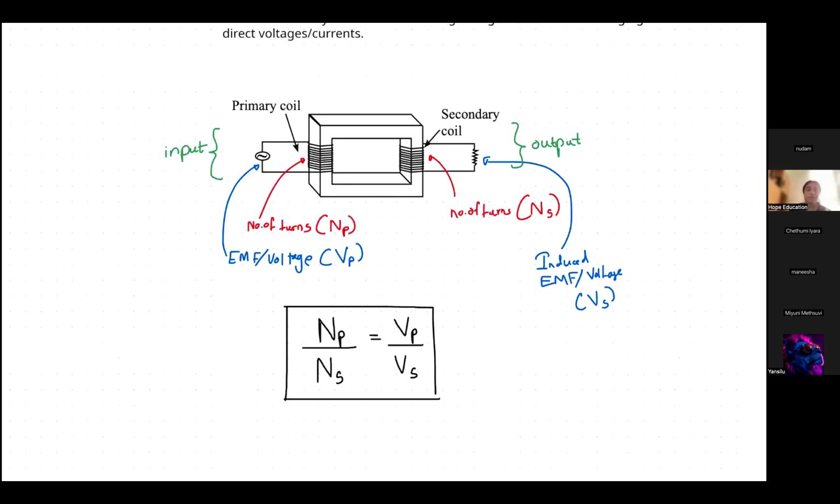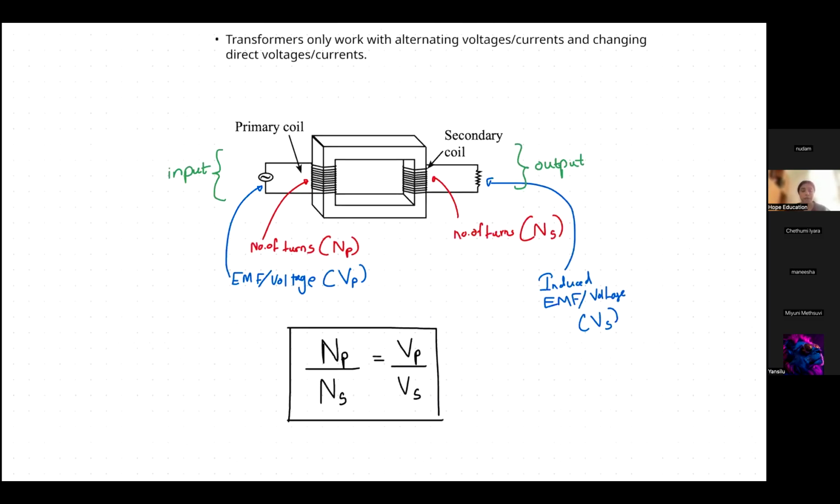Okay, let's quickly write this one. Write the topic: construction of a transformer. Then quickly draw it, label it, and add the formula. There's nothing else to write.